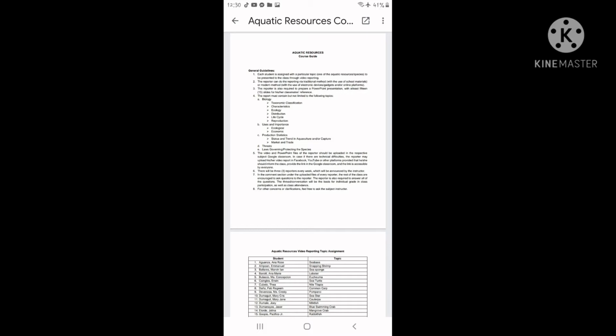But let me introduce first the objectives in this report. First is the biology, which consists of the taxonomic classification, characteristics, ecology, distribution, life cycle, and reproduction. The next is the uses and importance, which is ecological and economical. The next is production statistics, like status and trends in aquaculture and captures. Next is market and trade. The third is the threats, and the last one is the laws governing or protecting the species.